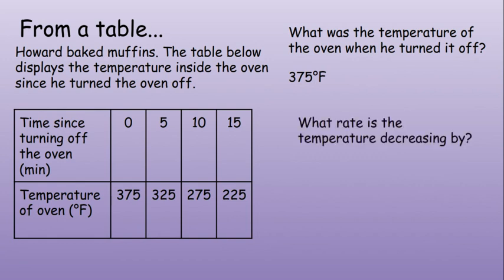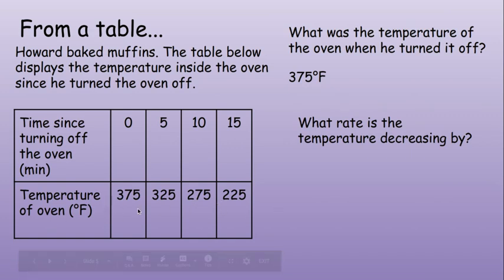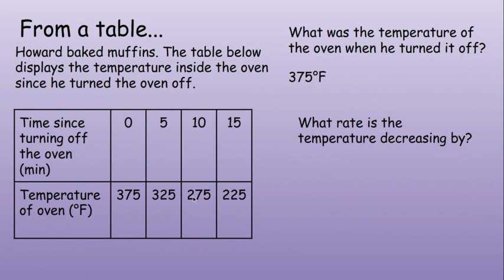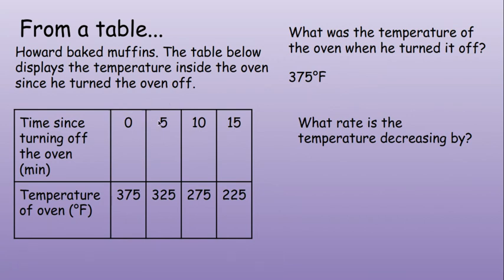What rate is the temperature decreasing by? You might be able to do this as we've learned from a table. Your y values first, because that's like your rise. What's happening constantly here? It's decreasing by 50 degrees. So negative 50, because 375 minus 325 is 50. 325 minus 275 is 50. 275 minus 225 is 50. I can see it's going down 50 degrees, so it's negative 50. And then my x values are increasing by 5.